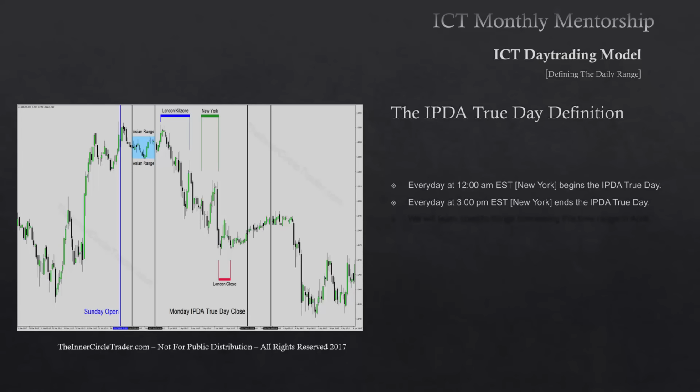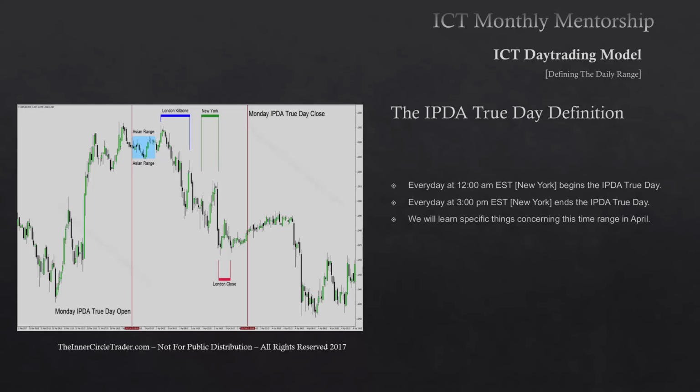Every day at 3 p.m. New York time ends the IPTA true day 24-hour interbank trading day. We will learn specific things concerning this time range in April. But for now, know that this is the beginning and the ending of an interbank 24-hour cycle.